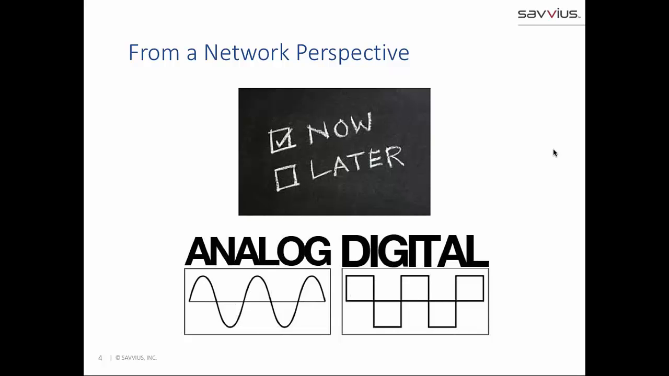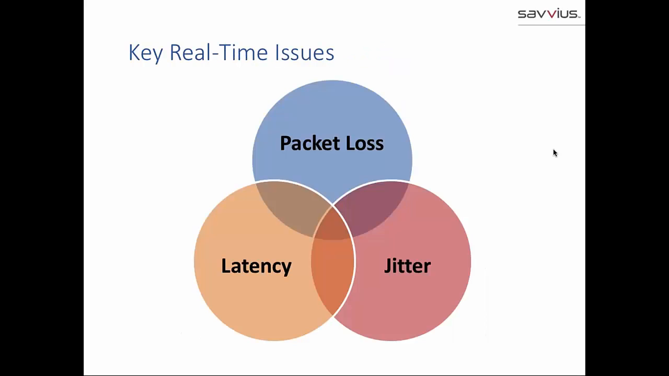And that's really the focus of all of the metrics that we have on the network. So what are the key metrics? Well, it's really packet loss, latency, and jitter.